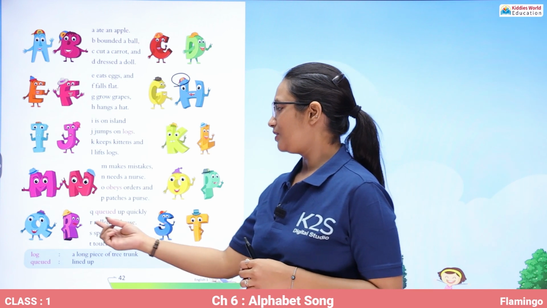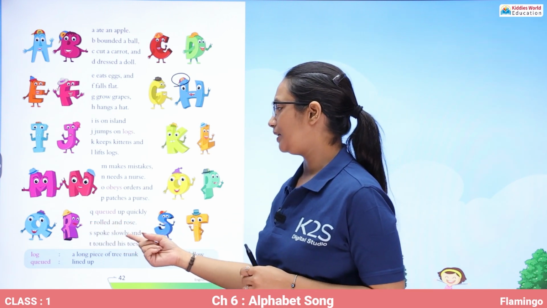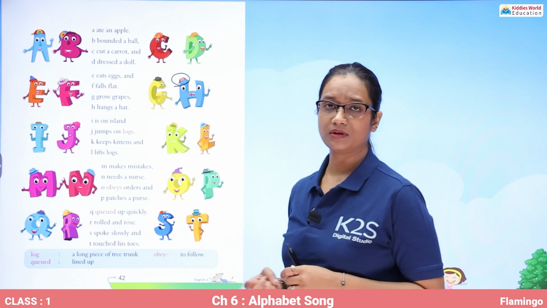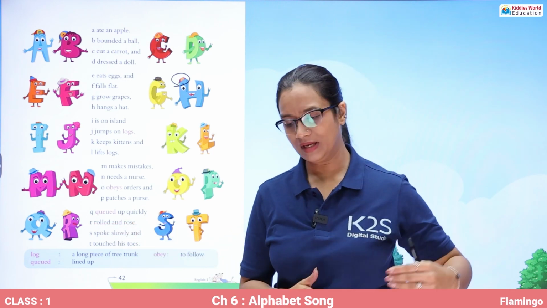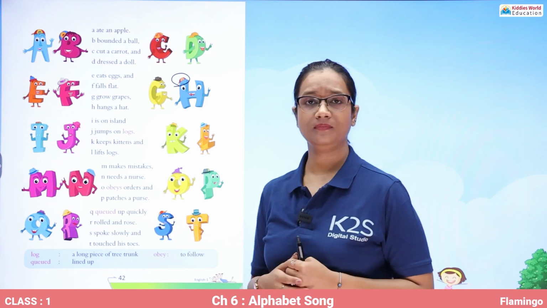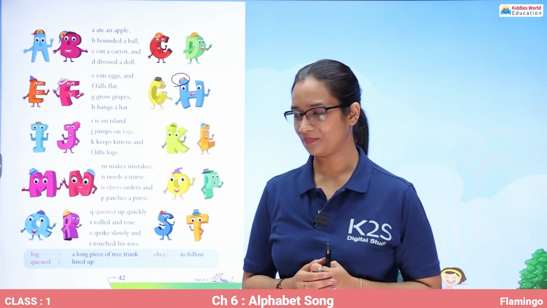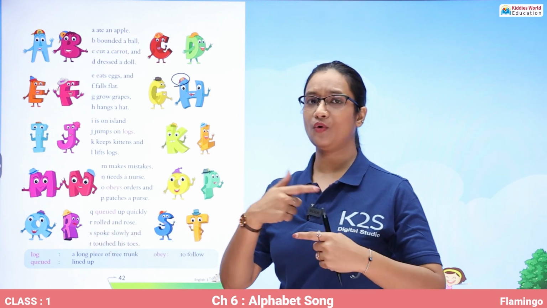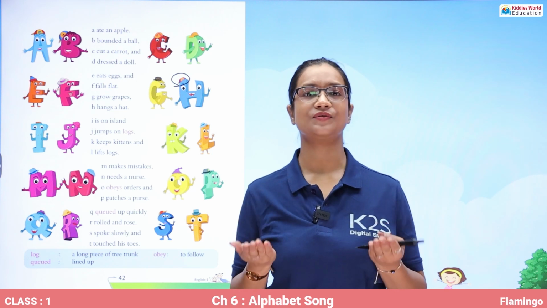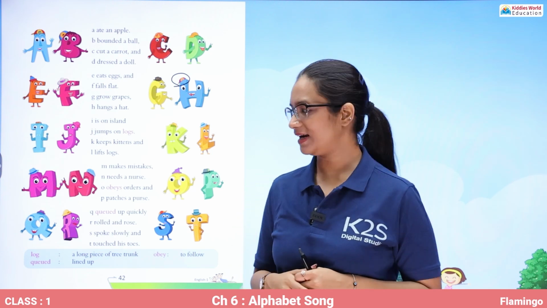And now Q queued up quickly, R rolled and rose. So Q queued. Queued means to make a line, right? So Q was in the queue and it did it very quickly. And then R rolled. What did R do? R just rolled and rose. Rose means to stand up.